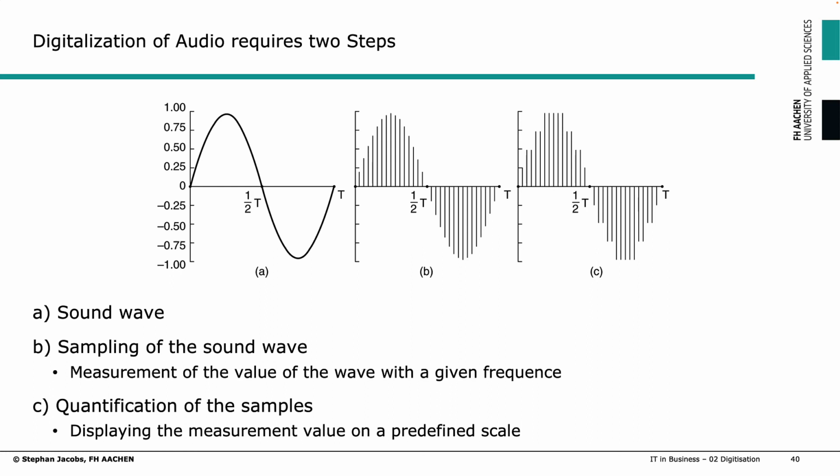If you go from B to C, you can see that there are lines only in predefined values. What you can see directly is that the shape of these lines is not as good at representing this original sound wave as the second one did. Taking these measurements is called sampling of the sound wave, and this step B to C is called quantification of the samples. Here these measurements are mapped to a given scale.